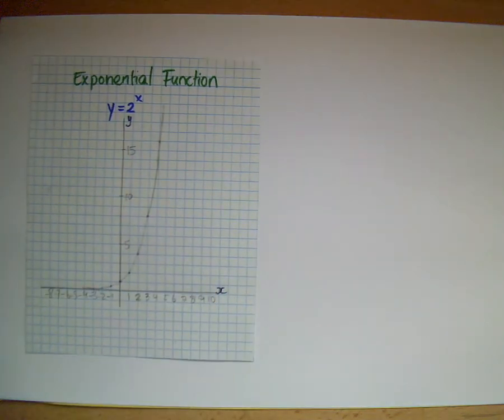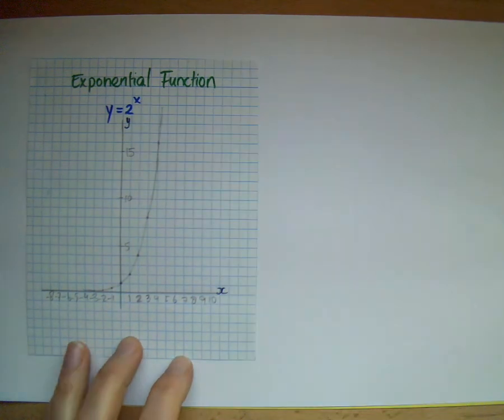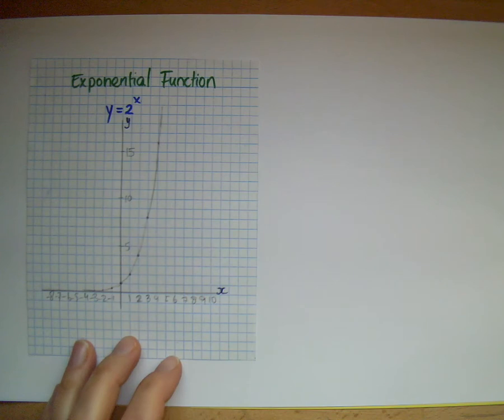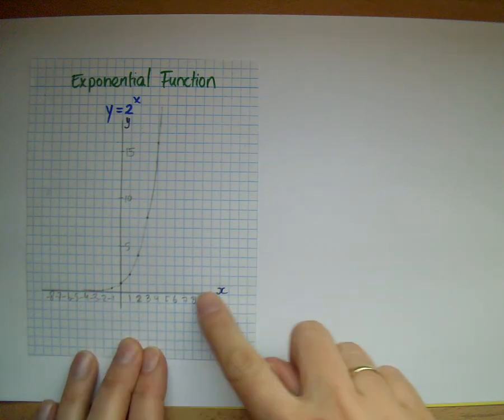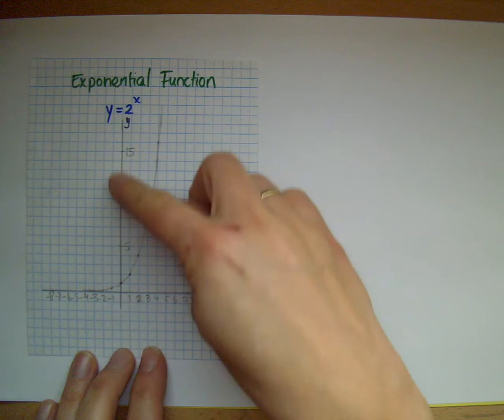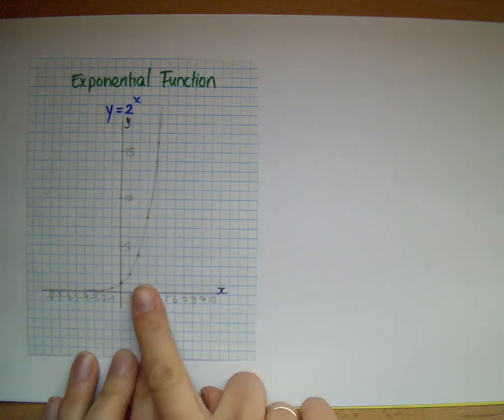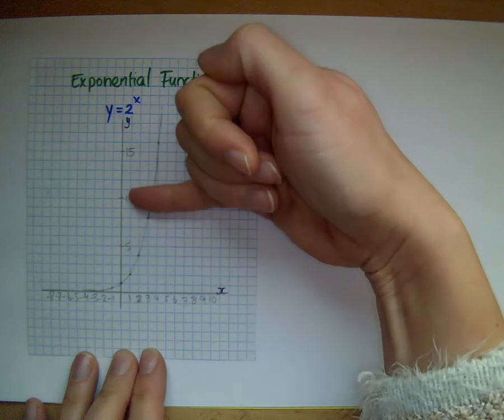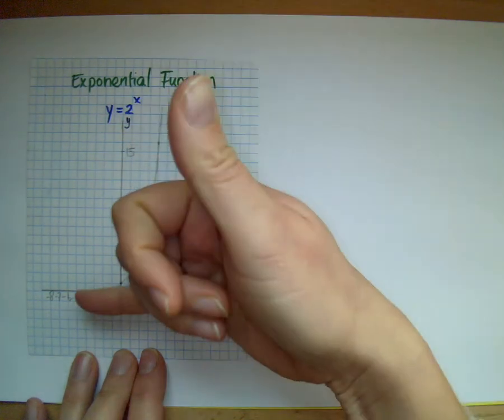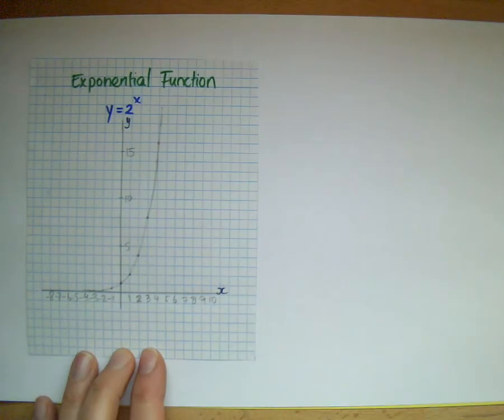An exponential function has x in the exponent. This is a very simple version of an exponential function. Y equals 2 to the power of x. X is plotted on this line, and this is the y-axis. So as x, the exponent, increases, the y value increases exponentially.